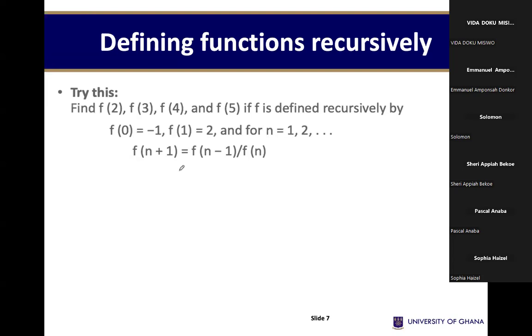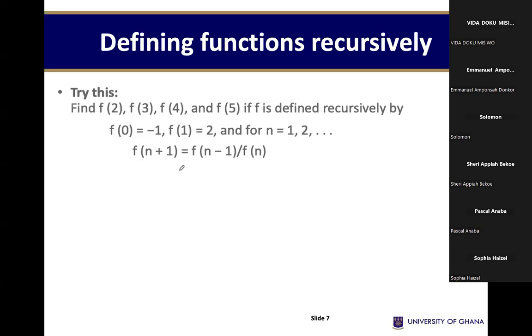So for F2, what do you think you have to do? Anyone? If you want to find F2, because you are given F of 0 and F of 1, what do you do? You take N equals 1, then substitute it inside the function. Yes. Okay, and you make a substitution.